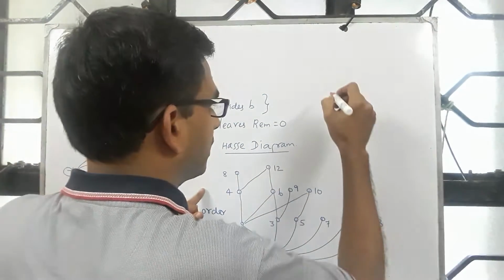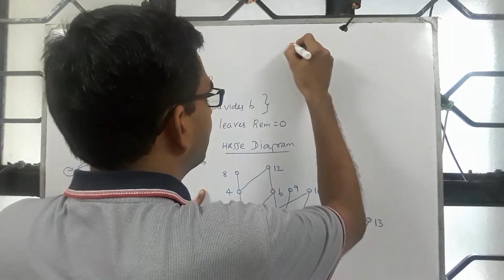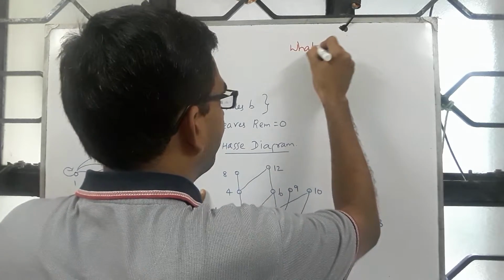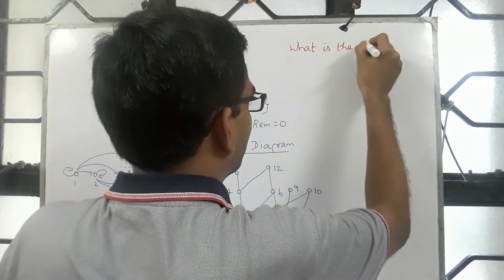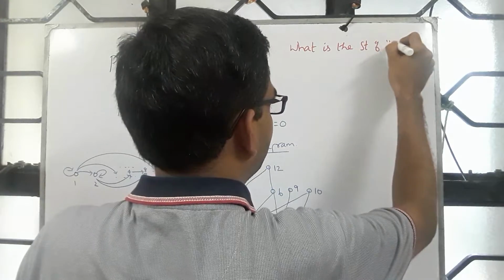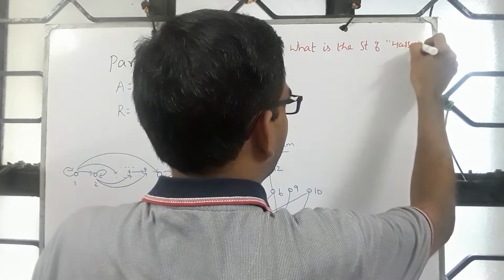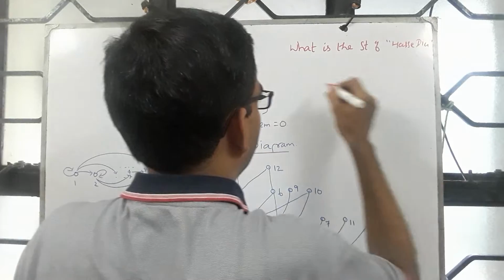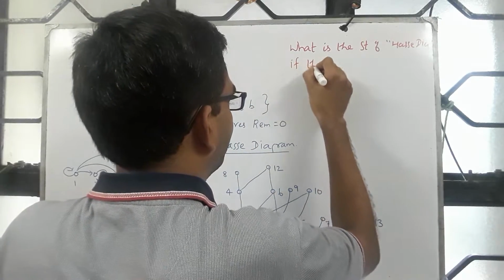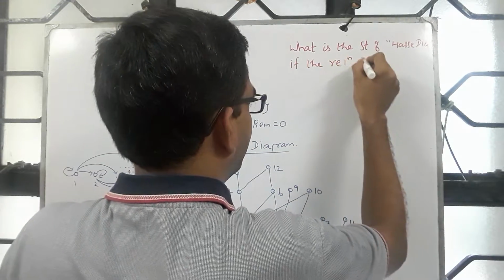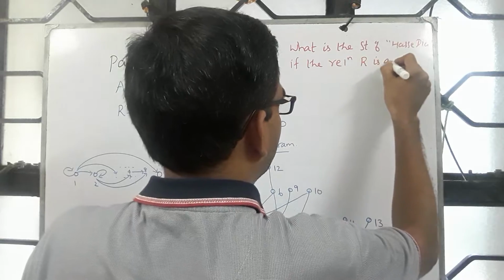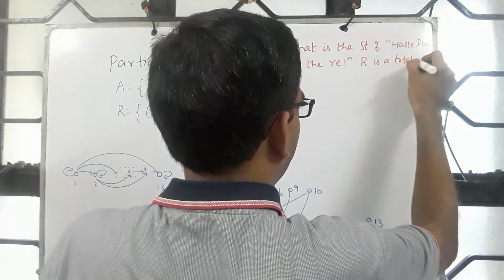Supposing it is a total order, what is the structure of the Hasse diagram if the relation R is a total order?